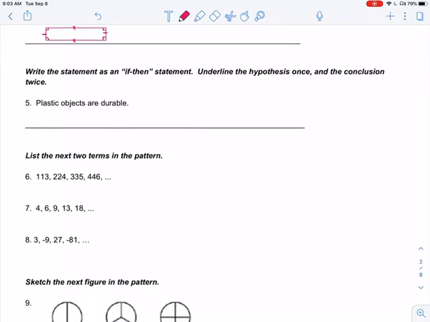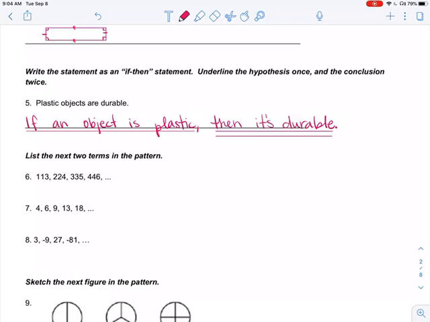We're going to write this statement as an if-then. We're going to underline the hypothesis once and the conclusion twice. So plastic objects are durable. We could put something like, if an object is plastic, then it's durable. So we're going to underline our hypothesis once. That's this beginning piece. And our conclusion, you can underline the if and then. You don't have to, but you can.